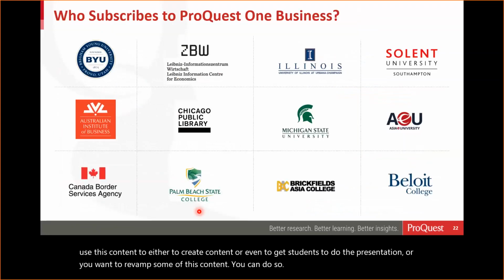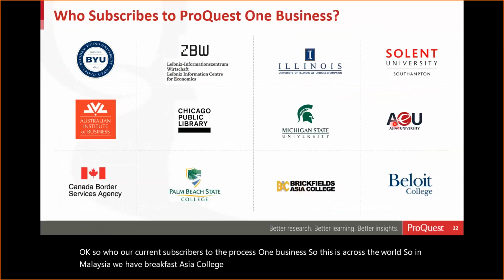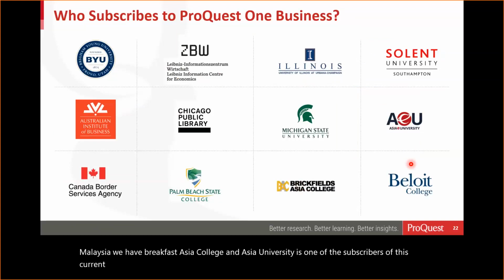Okay, so who are our current subscribers to ProQuest One Business? This is across the world. In Malaysia, we have Asia Pacific College and Asia University as subscribers of ProQuest One Business, inclusive of others in other regions, in the US, in the UK, across the world.